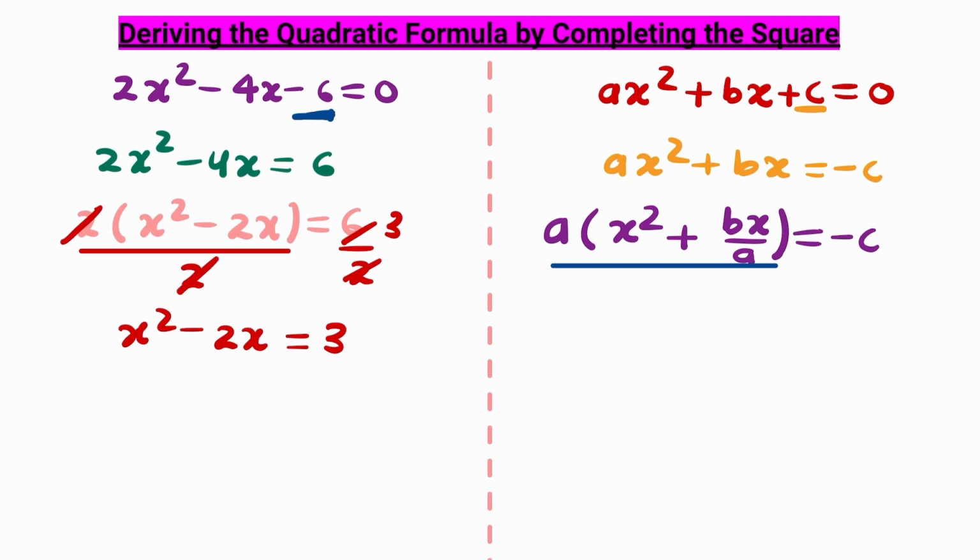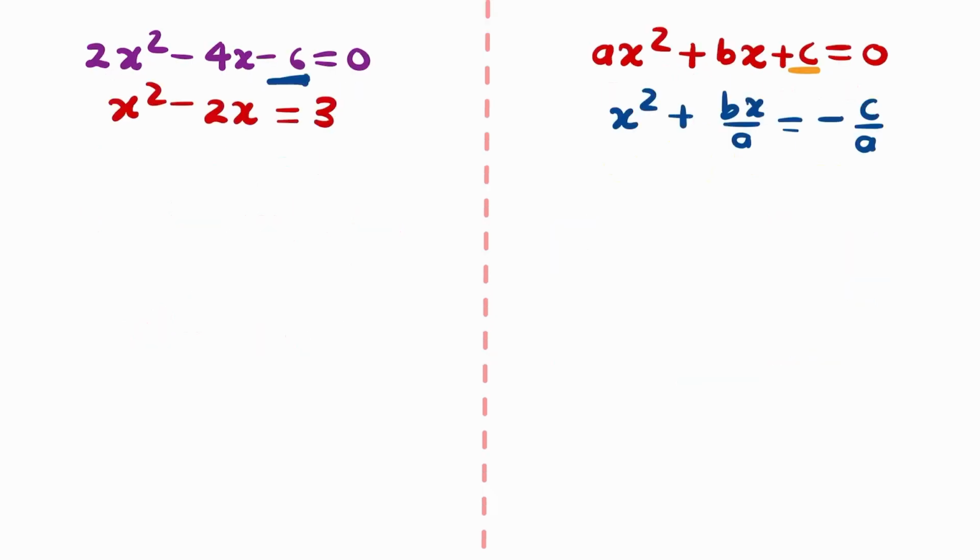And on the right hand side, we can divide both sides by a, like this. Here a and a cancel out, and on the right hand side of the equation, it will be minus c over a. So we can simplify this equation: x squared plus bx over a equal to minus c over a. So far, what have we done? We have taken all the non-x terms to the other side of the equation and then made sure that the coefficient of x squared is 1.